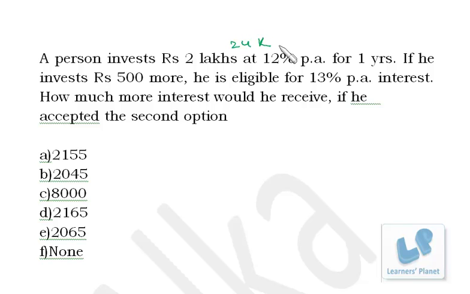Now, in the second case, first we calculate the 13% for 2 lakh, that is 26k. Then plus on rupees 500, 13%, that will be 65 rupees. Okay, so 24,000 and here 26,065 rupees. So the difference is 2,065 rupees. That's pretty simple. Okay, a 30-second problem.